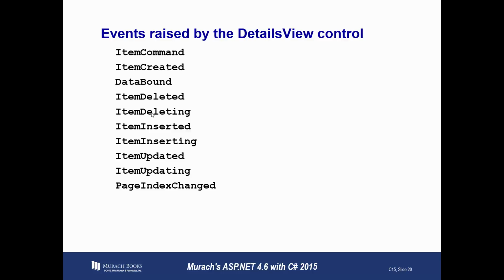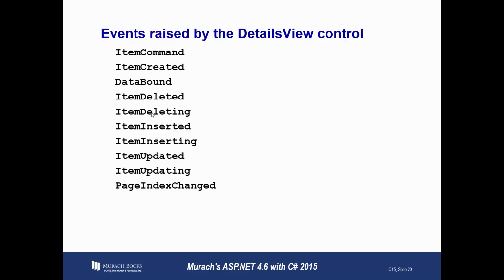Item command is when the button is clicked. Item created when it's created. Data bound when data binding completes for an item. Deleted when after the item has been deleted. Deleting when it's about to be deleted. Inserted when it's been inserted. Inserting when it's about to be inserted. Updated when it's been updated. Updating when it's about to be updated. Index changed when you change the index of the displayed item. And index changing when it's about to change.